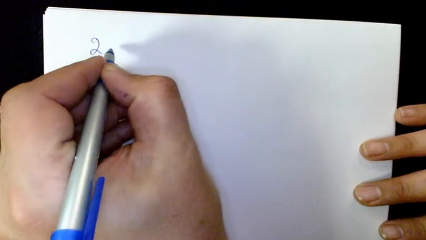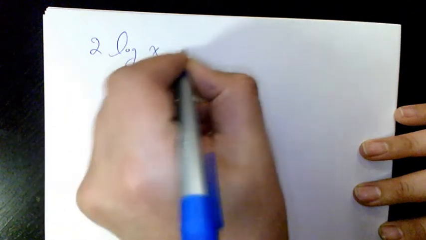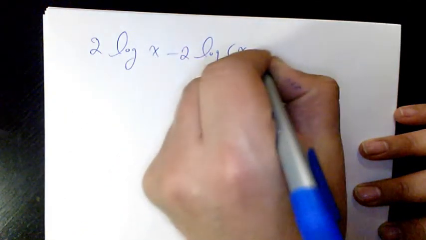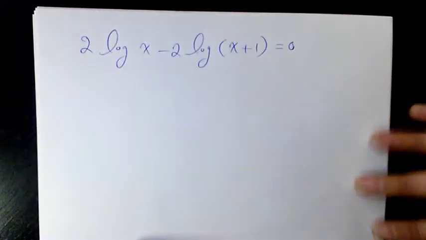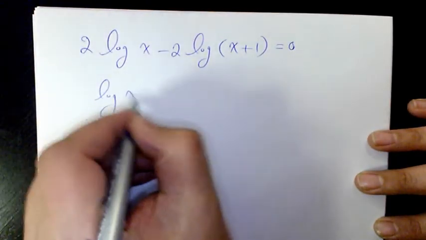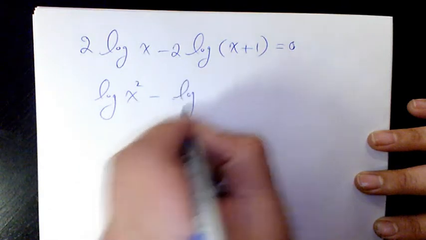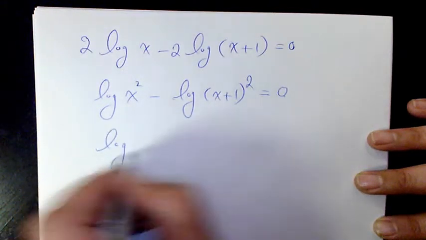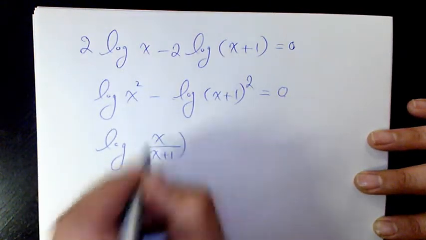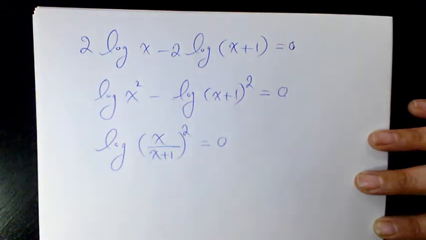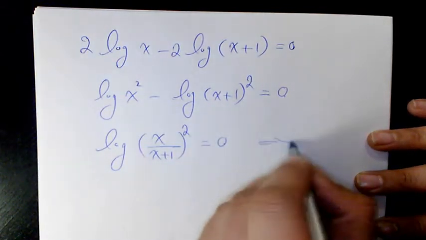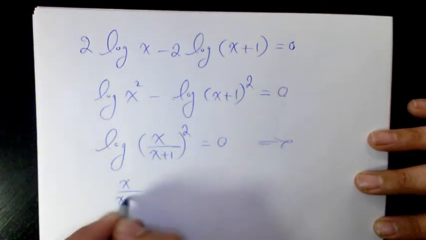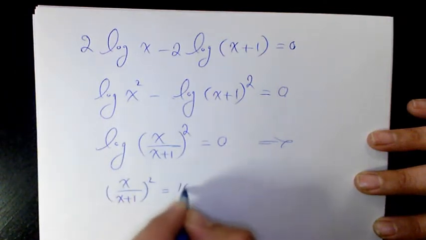Next one. 2 times log x, subtract 2 log x plus 1 equals 0. Let's say that's going to be log x squared, subtract log x plus 1 squared equals 0. Therefore log of x over x plus 1 to the power of 2 equals 0, which means that x over x plus 1 to the power of 2 is going to be 10 to the power of 0, or 1.